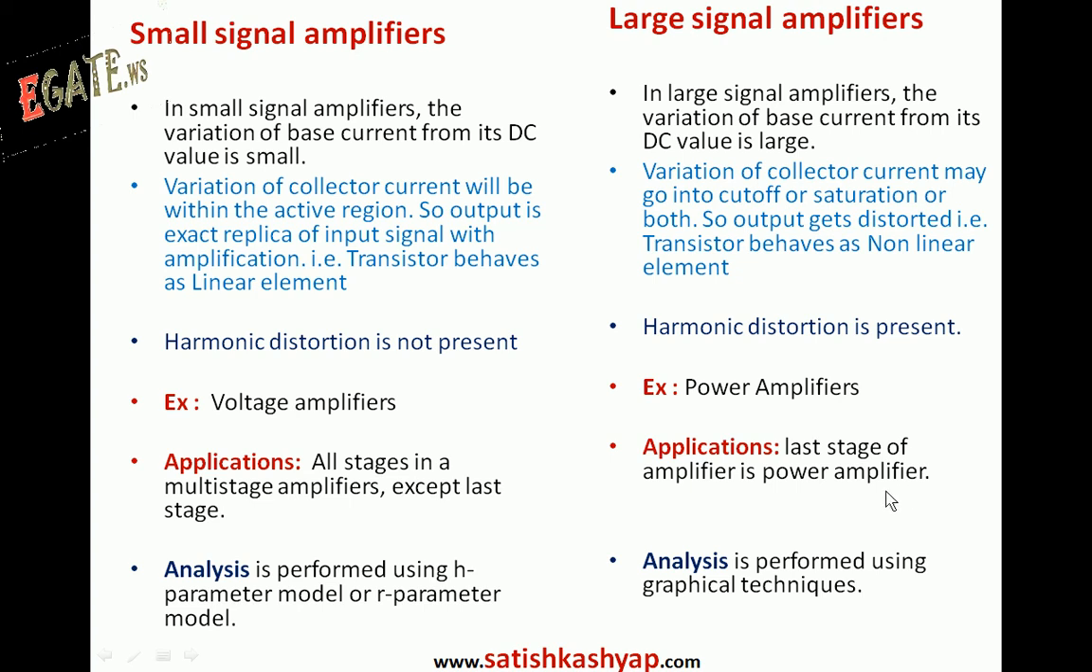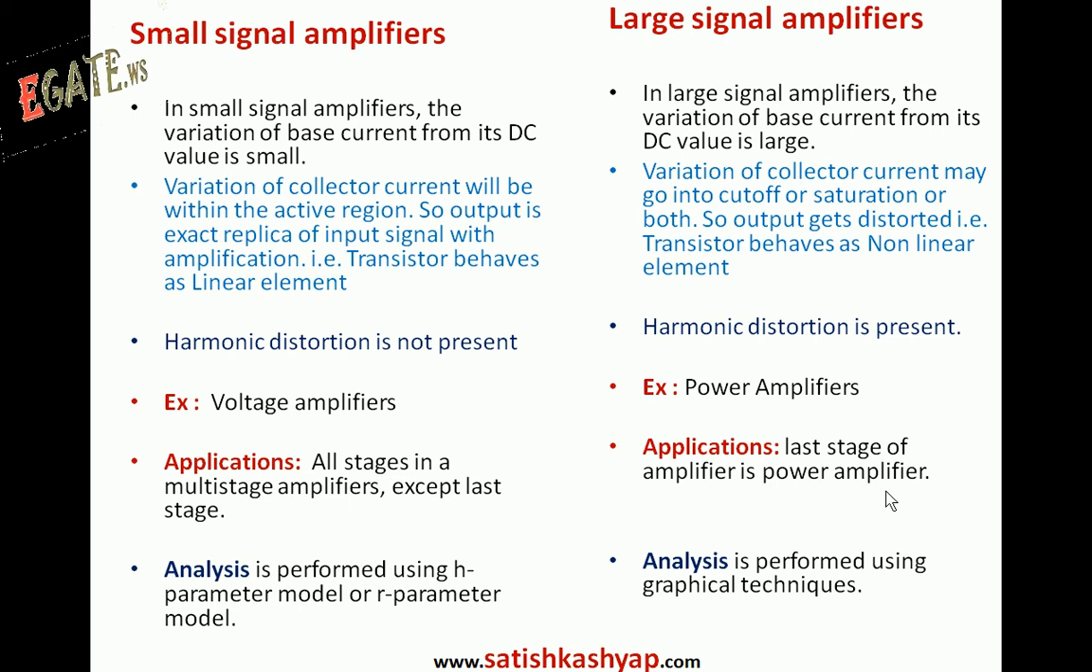And small signal amplifier is nothing but transistor acting as linear element, and it is analyzed, that is, calculation of voltage gain, current gain, input impedance, output impedance, all these things are performed using H parameter model or R parameter model. Whereas for large signal amplifiers, the analysis, that is calculating the power efficiency, how much is the DC output power, how much is the AC output power, the ratio of that, all these things are analyzed using the graphical technique.